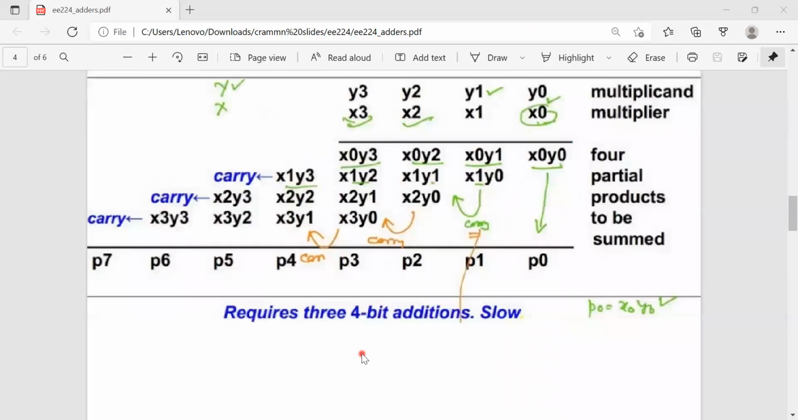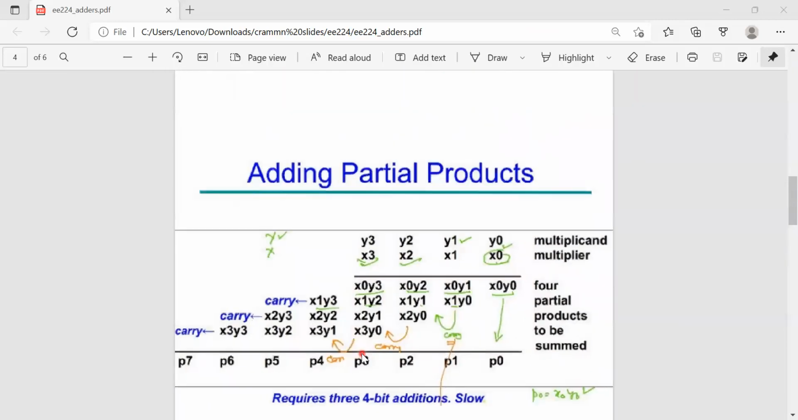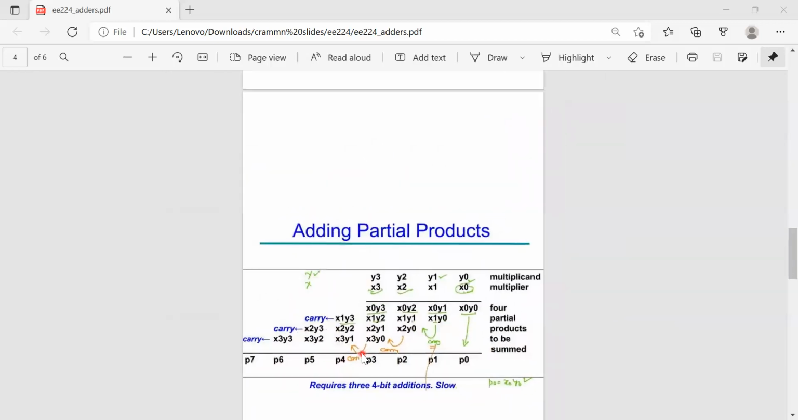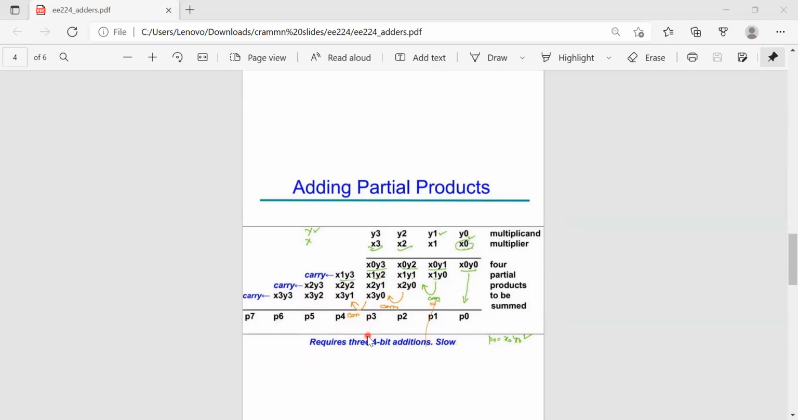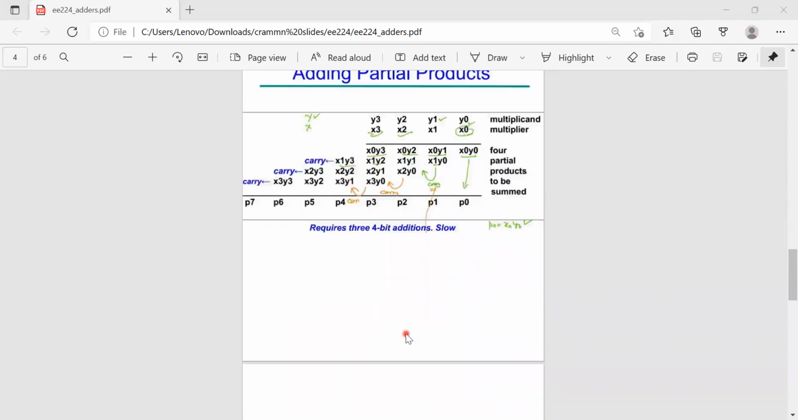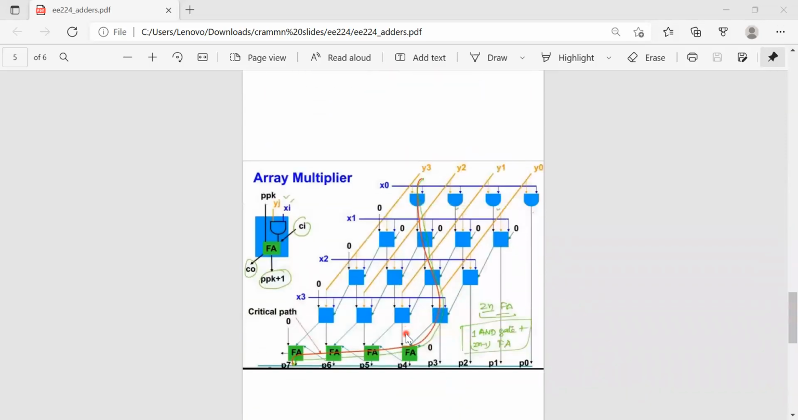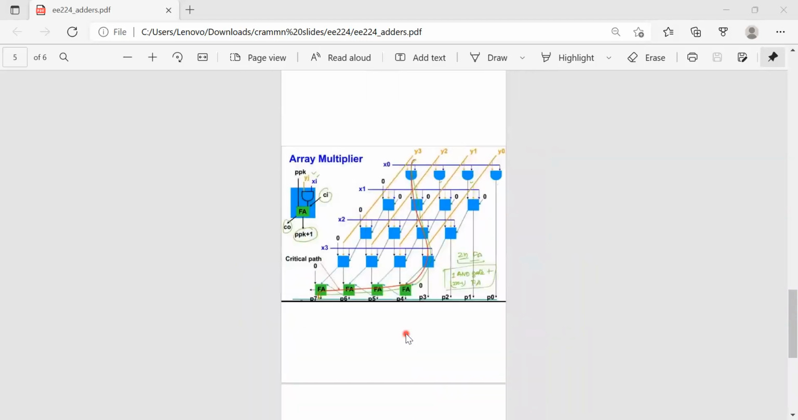Okay, and for multiplication we can use a similar technique. If we want to multiply 4-bit inputs, we will get this multiplication, and we are going to add this column and this column and this column. This is a very tedious job, so we can use a simple array multiplier to solve this purpose.